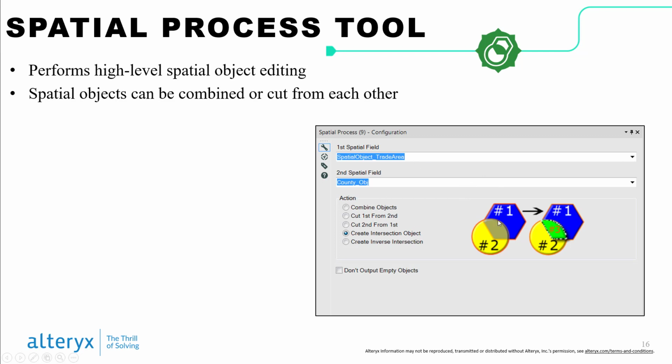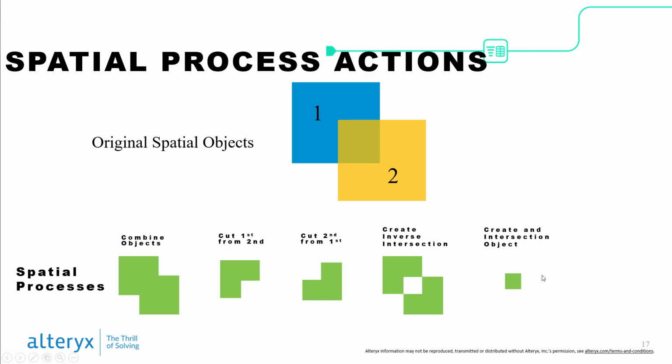against each other. Do you want to combine them together into one shape? Do you want to cut the first from the second from the first? Create an intersection object or create an inverse object, and you've got this little guide here that'll help you as you toggle through it. But the reality is this is what it really looks like. So let's just say I have 2 squares, 1 and 2. These exist on the exact same row of my data set, and I want to somehow spatially process them.